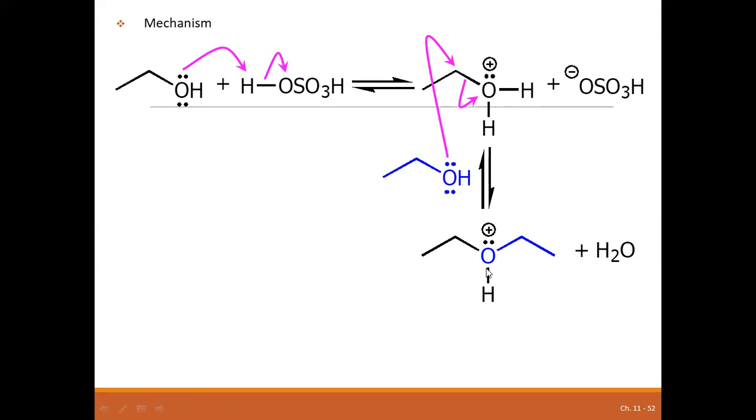Okay, and you will have your protonated ether here, and you can use another mole of your acid or your water to deprotonate it. So we'll use an electron pair from water to extract the proton, and you'll get your ether in the process.